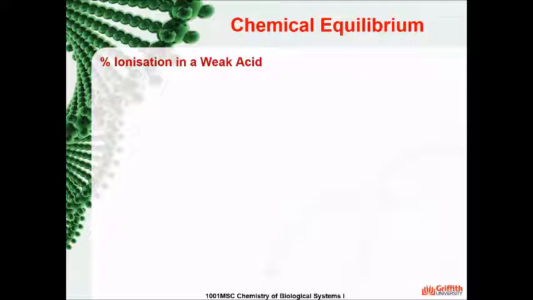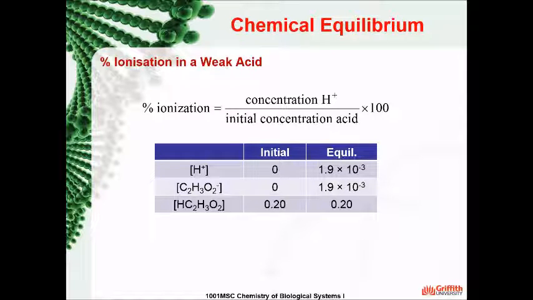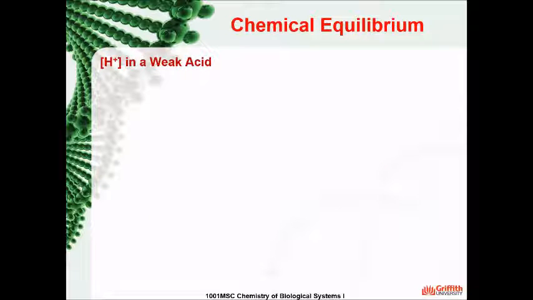The question also asked us to calculate the percent ionization. To do that, we divide the concentration of the hydrogen ions over the initial concentration of the acid times 100%. The concentrations are as in the table. So we put in the numbers and the answer will be 0.95%. So less than 1% of the acid dissociated. Let's look at another example.